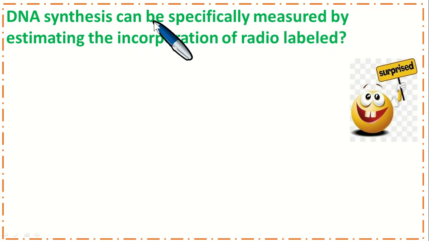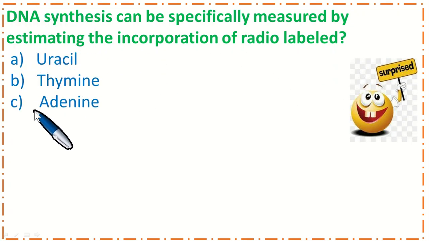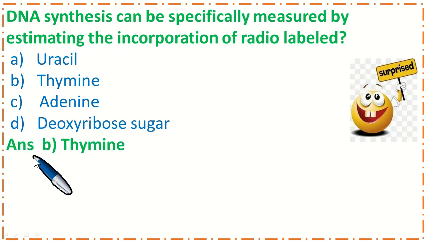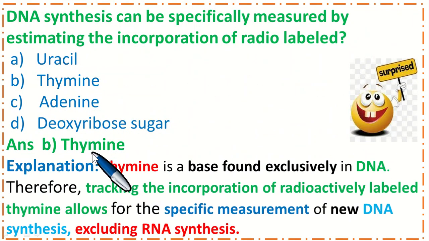DNA synthesis can be specifically measured by estimating the incorporation of radiolabeled dash. Option A, uracil, B, thymine, C, adenine, and option D, deoxyribose sugar. So the correct option is B, thymine. Thymine is a base found exclusively in DNA. Therefore, tracking the incorporation of radioactively labeled thymine allows for the specific measurement of new DNA synthesis, excluding RNA synthesis.